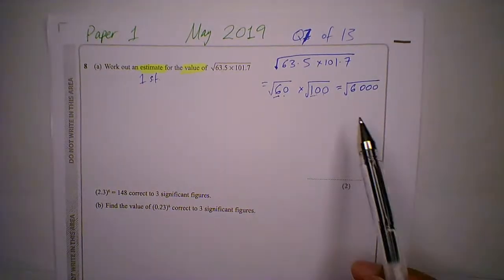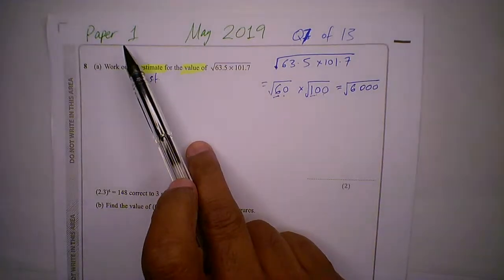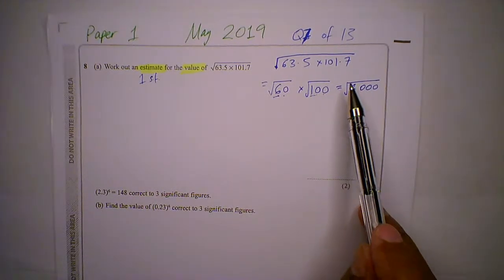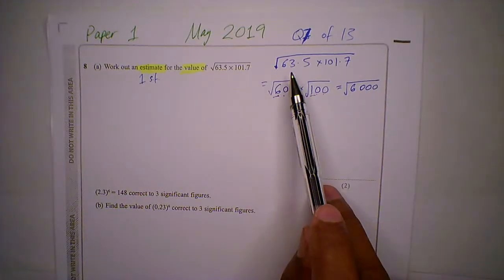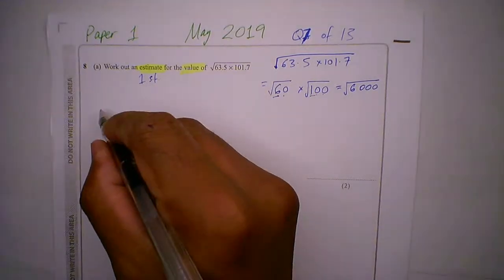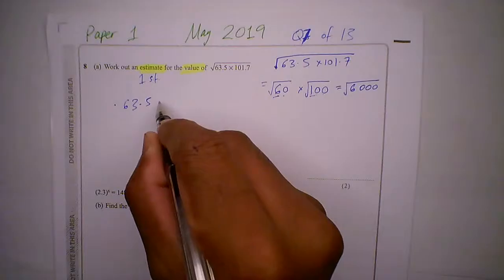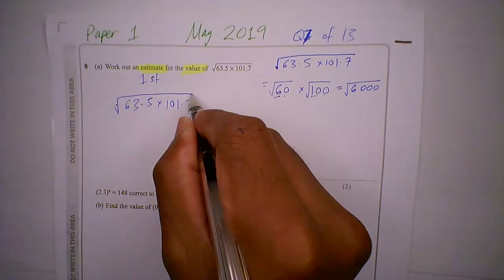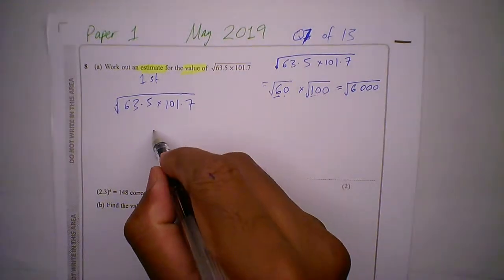Now the issue is this is not a simple answer, it's a paper 1, and it should be a simple answer. I don't want to be guessing. There must be another way of doing this. Because it's an estimate, I'm going to go back to the original question. I'm just going to rewrite it here. 63.5 times 101.7. Okay, I'm working with square roots now. I'm happy with 100 that I got earlier.